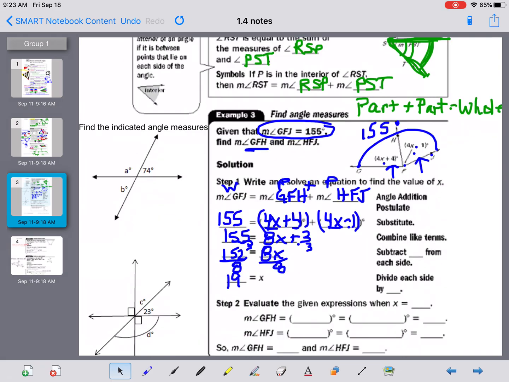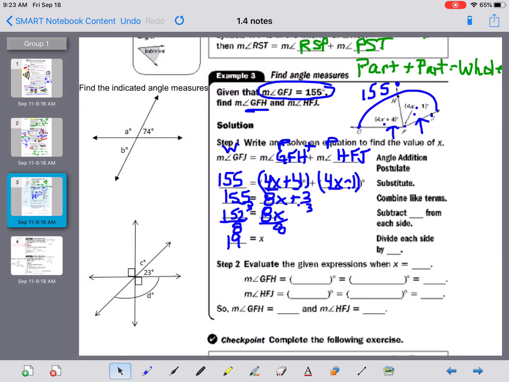Okay, so now just be careful. We solved for x, but what did the question ask us for? It didn't ask us for x. It said, can you find the angles? So let's go ahead and plug it back in for both. GFH was 4x plus 4. I'm going to plug in the 19. So 4 times 19 plus 4. Well, 4 times 19 is 76. 76 plus 4 gives me an 80. Let's do the 4x minus 1. I'm going to do 4 times 19 minus 1. So I get 76 minus 1, and I get 75. So I get angles of 80 and 75.